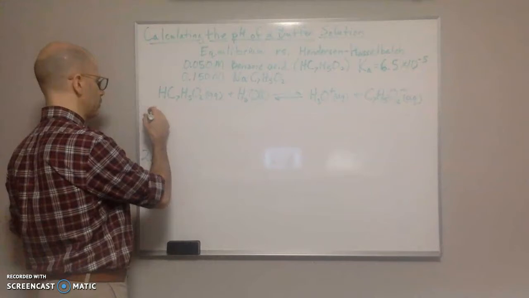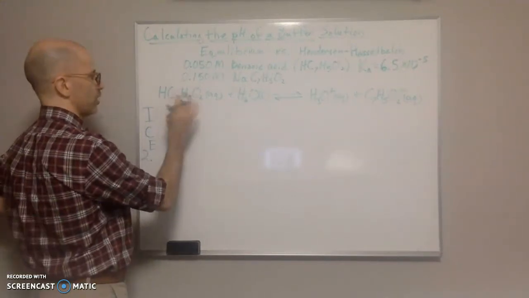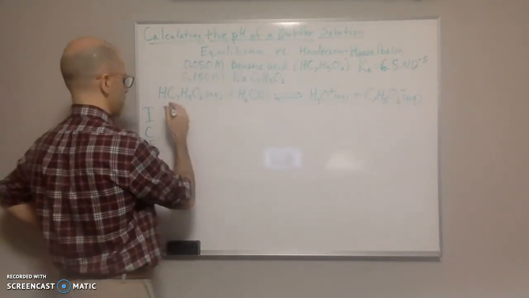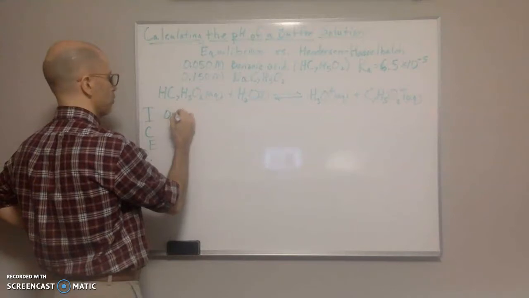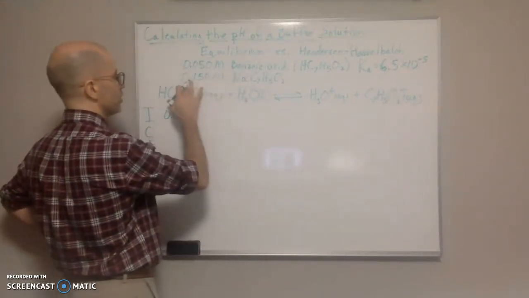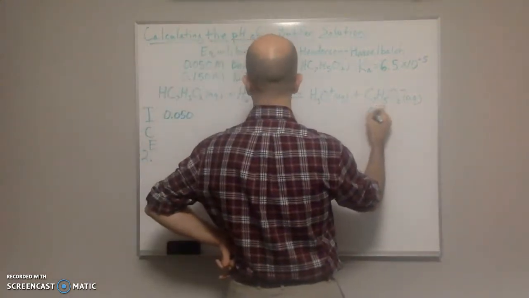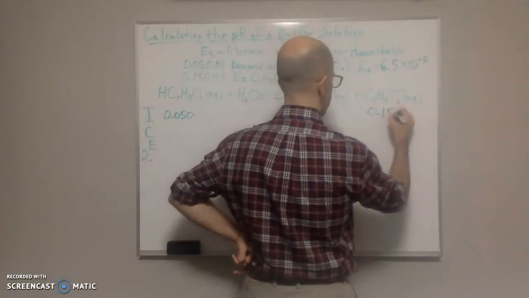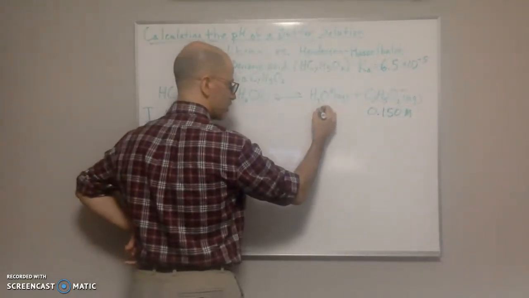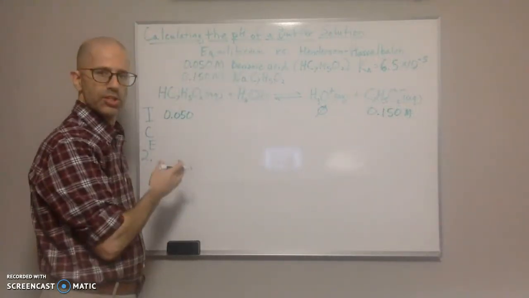Okay, so we're going to have our ICE chart here. The initial concentrations that we're given is 0.05 molar benzoic acid, so we're going to put 0.050 here. And then we have 0.150 molar of the anion, so that's going to be 0.150 molar here. And this is essentially 0 at this point in the beginning. So that's what we're starting with.